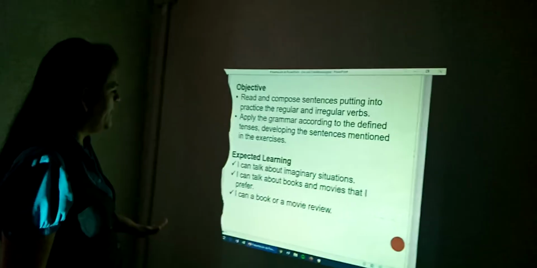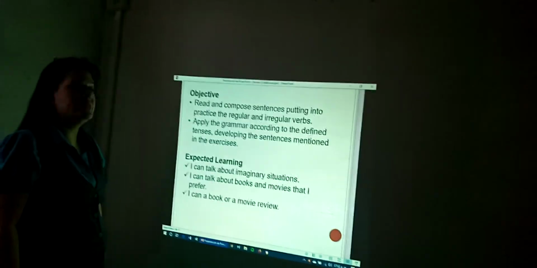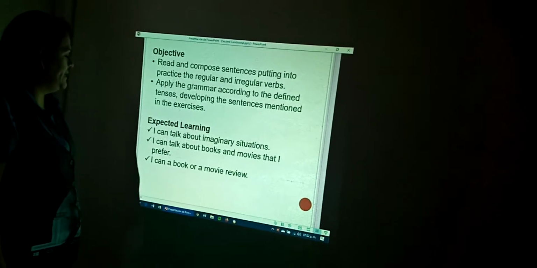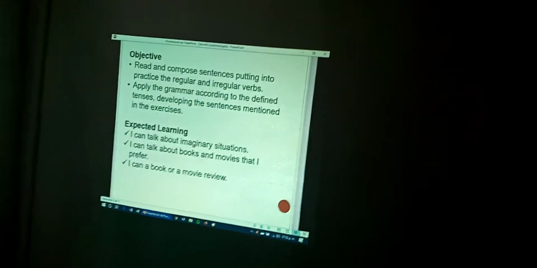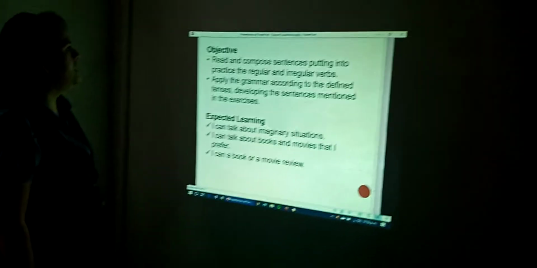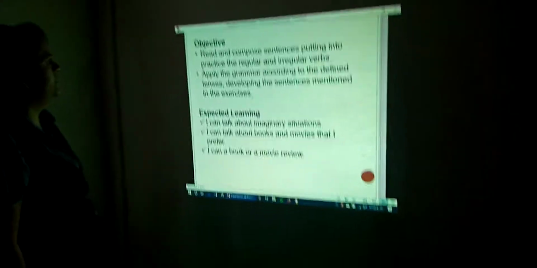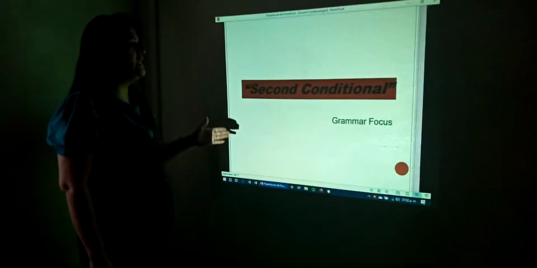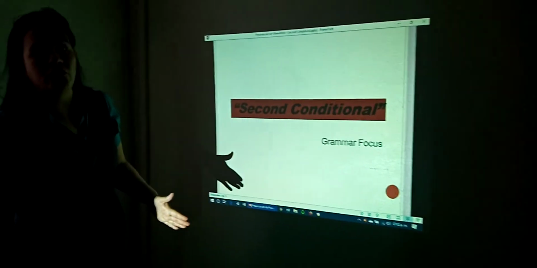Let's see right here again. Expected learning: I can talk about imaginary situations. I can talk about books and movies that I prefer. And I can write a book or a movie review. Okay, this is the expected learning. Next, grammar focus. Let's see the second conditional.